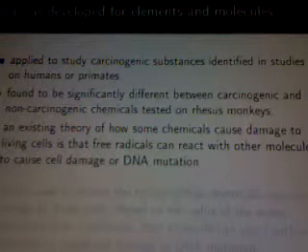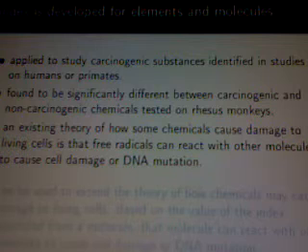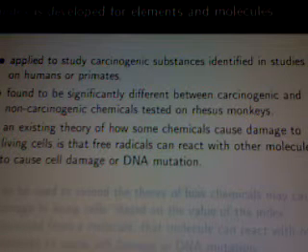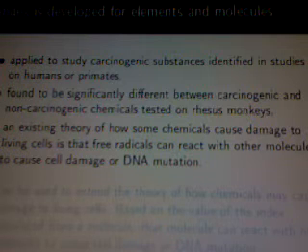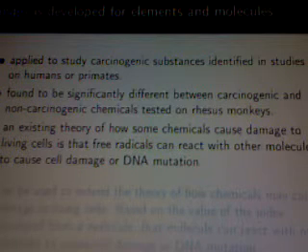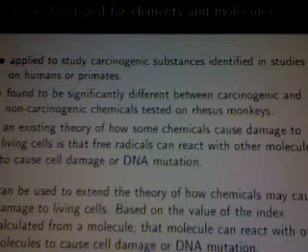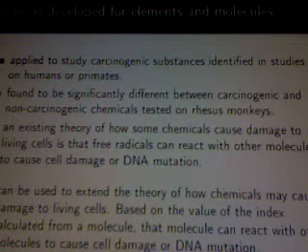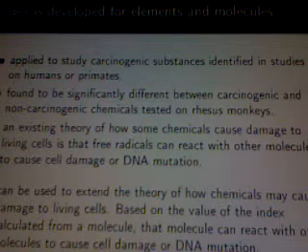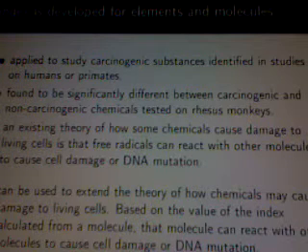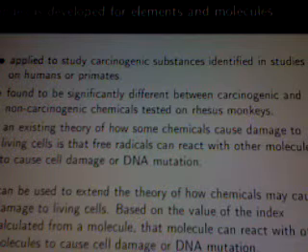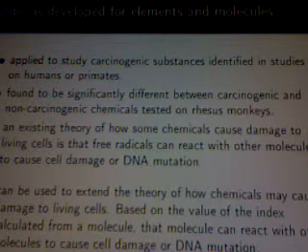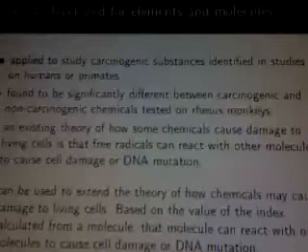This work is based on an existing theory of how some chemicals cause damage to living cells, in that free radicals can react with other molecules to cause cell damage or DNA mutation. The index can be used to extend the theory of how chemicals may cause damage to living cells. Based on the value of the index calculated from a molecule, that molecule can react with other molecules to cause cell damage or DNA mutation.